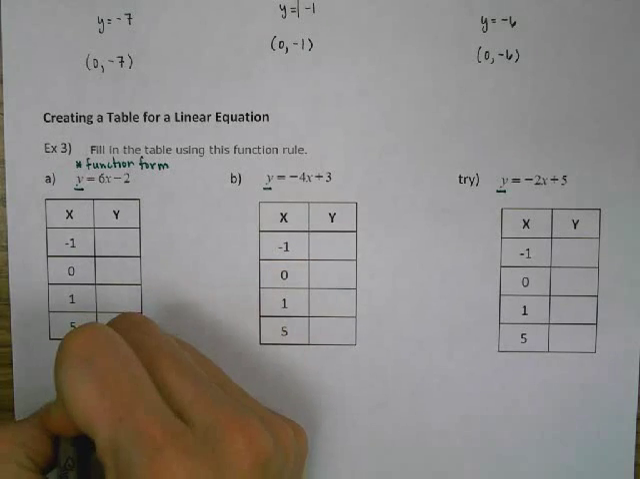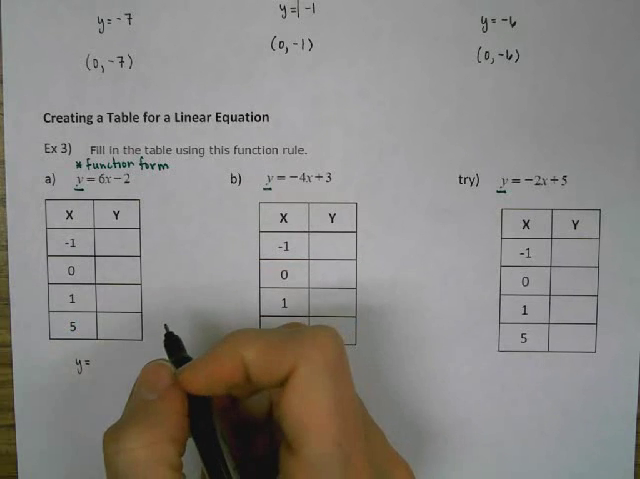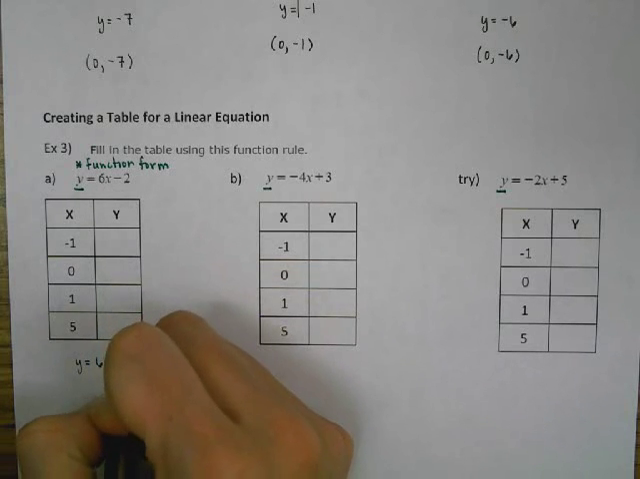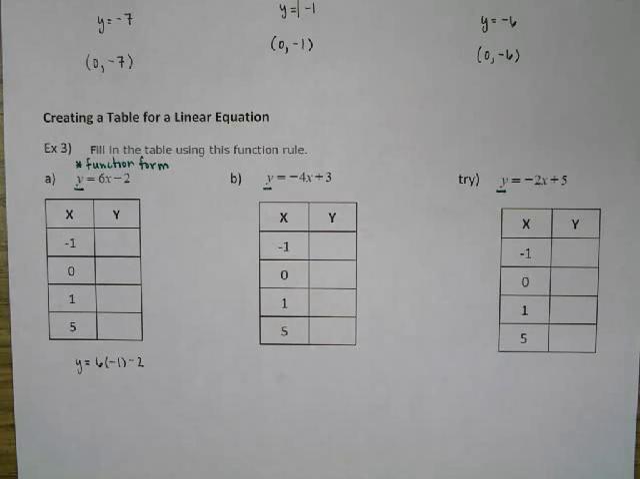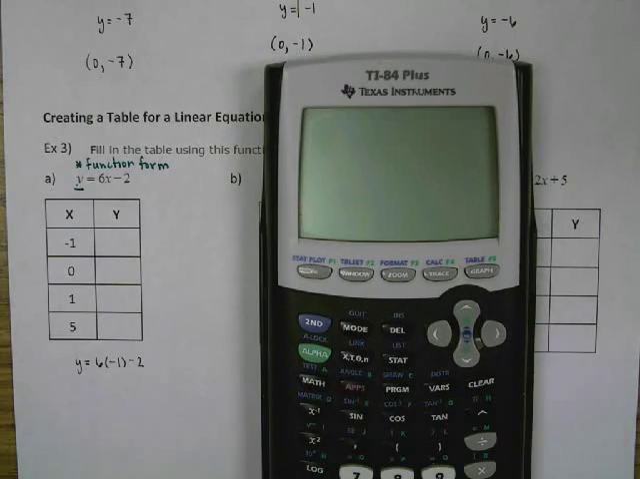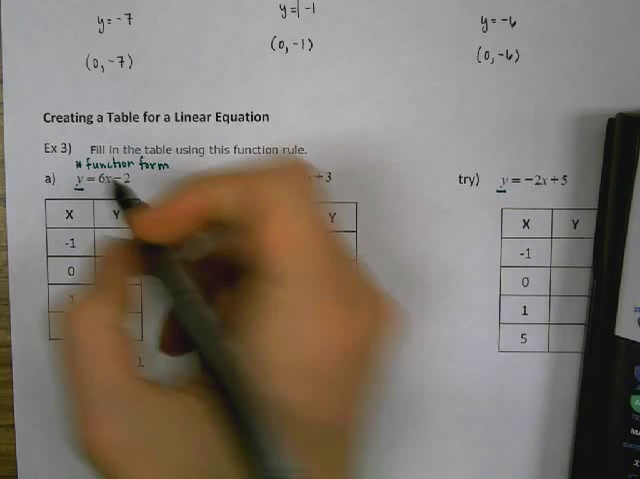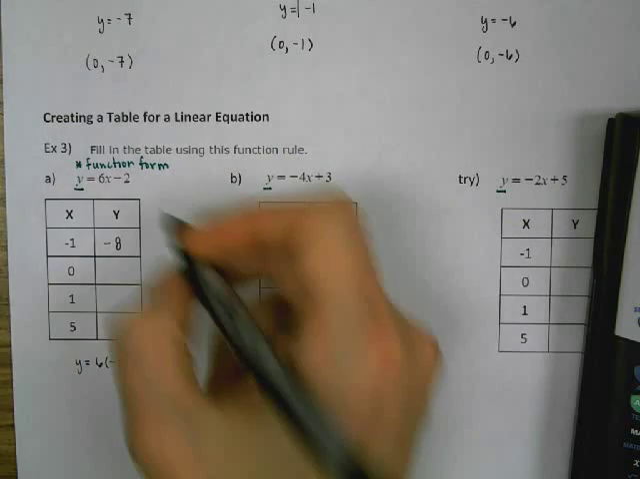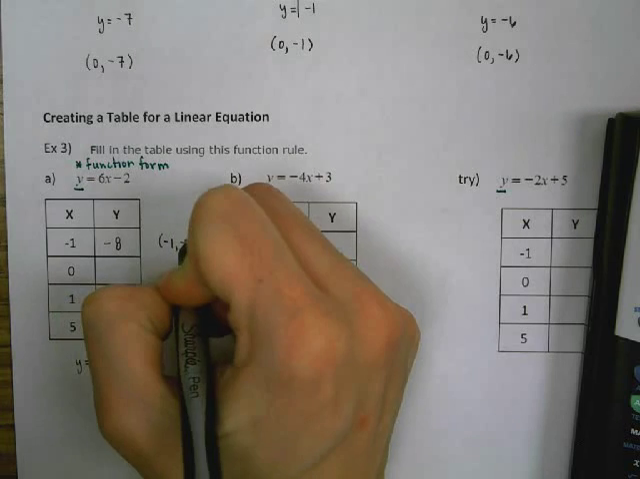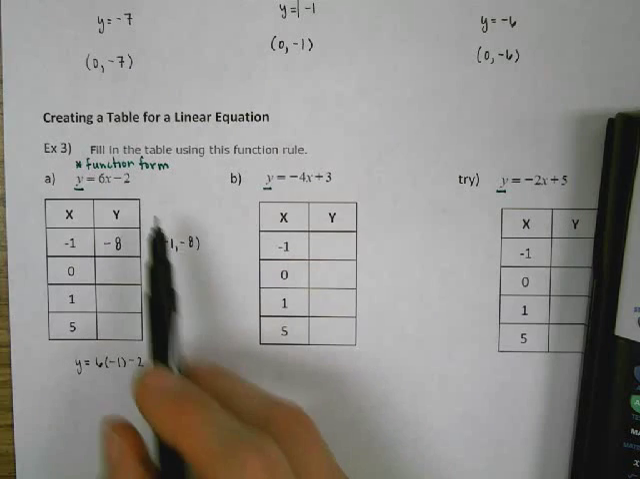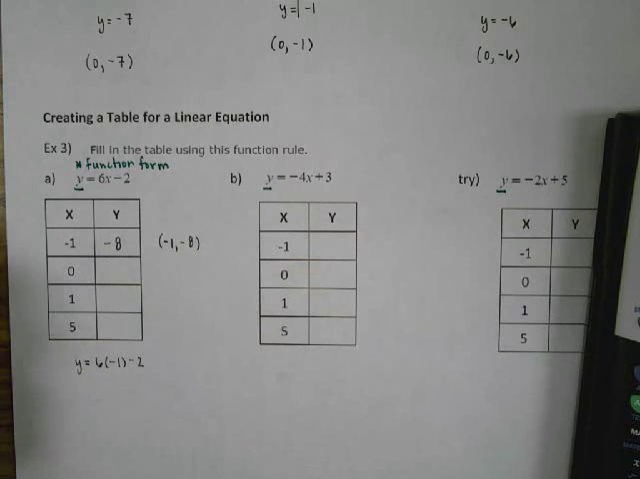So let's work with negative 1 first. If I want to find y when x is negative 1, I'm just going to plug in negative 1 for x. So I have 6 times negative 1 minus 2. Again, if you need to use your calculator, especially because those signs are going to be so important to getting this right. So I have 6 times a negative 1 minus 2, and that's going to give me a negative 8 for my y value. So I'm going to put that in the table. And really what that means is that negative 1, negative 8 is a solution to this equation, and it would be a point on the graph of that line.